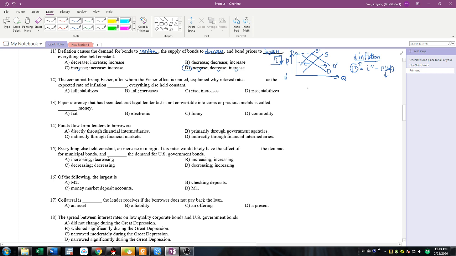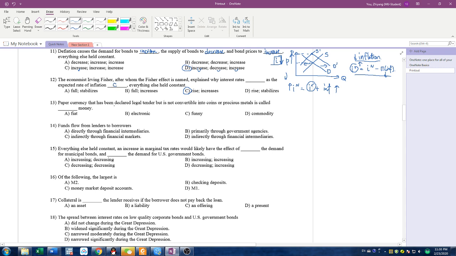What Irving Fisher is trying to tell us is that, using this formula, your nominal interest rate would be your real interest rate plus inflation rate. So if the real interest rate does not change, when inflation changes, the nominal interest rate is going to change with it in the same direction. In this case, fall and stabilize is not true. Fall and increase, that's opposite. C is correct. So when interest rate rises, the expected rate of inflation is going to increase. So that's C over here.